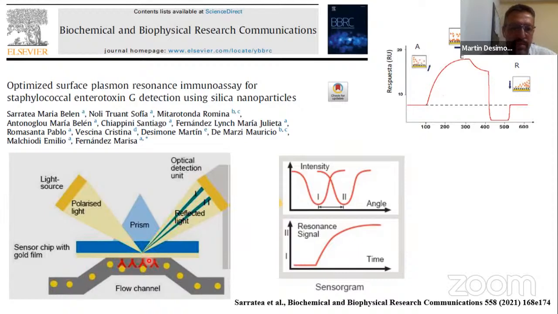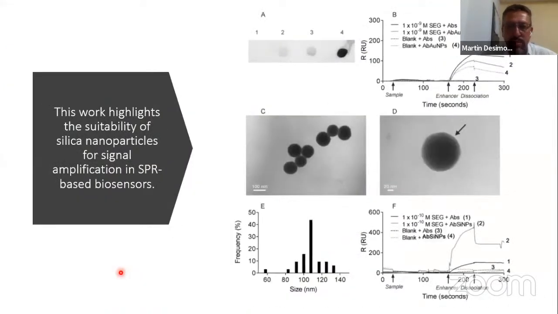And what we observe is that instead of using only antibodies, we employ silica nanoparticles with these antibodies. In the detection of the antigens, the signal obtained is significantly higher, so we can amplify the signal of this biosensor by employing nanoparticles with absorbed antibodies instead of using antibodies alone. So in this way, we can amplify the signal of these biosensors.